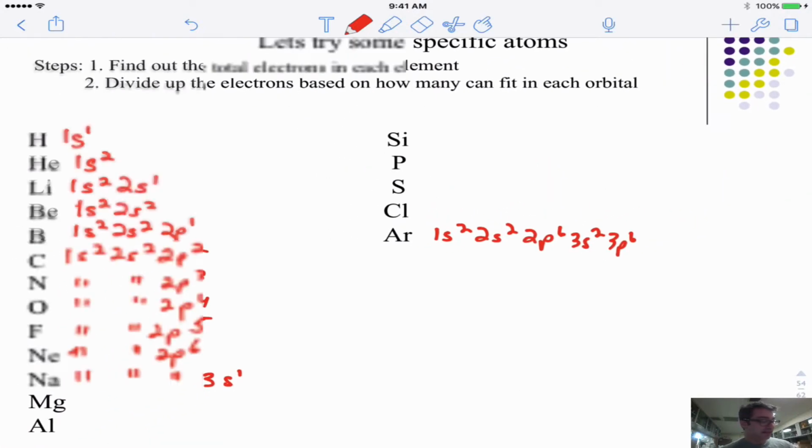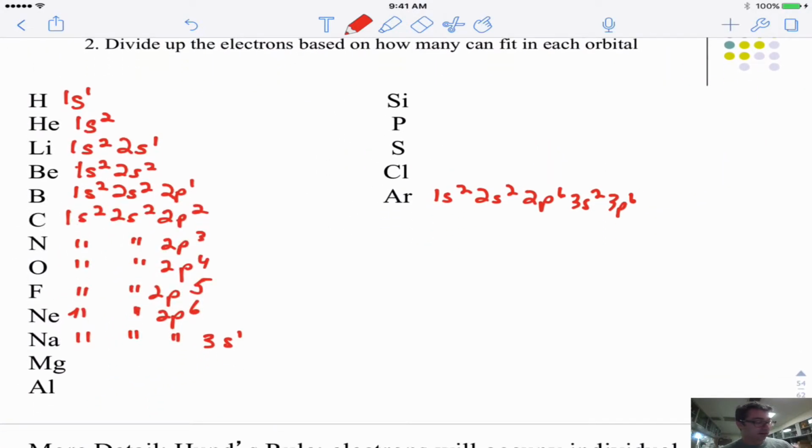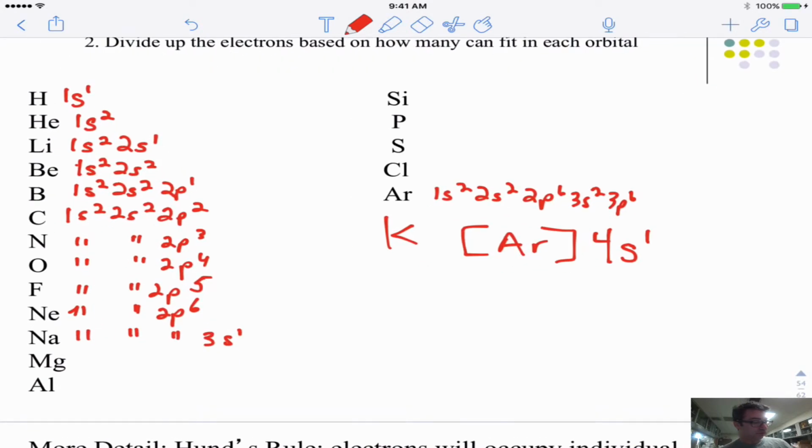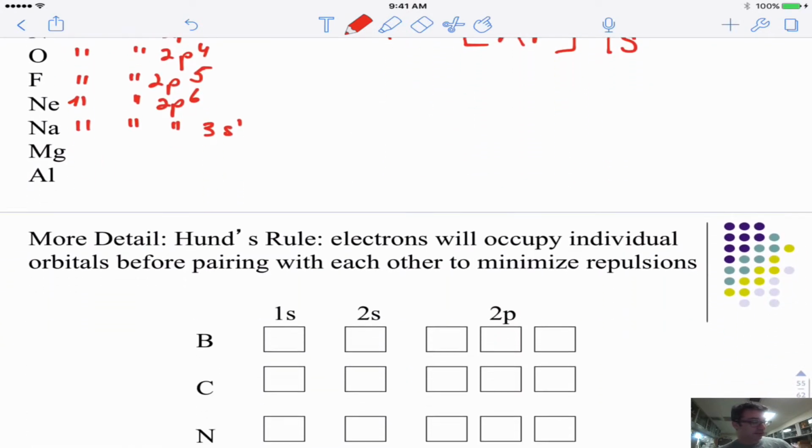If I did the next element in line here, it would be potassium. Potassium would be all of argon. In fact, you can write that as an abbreviation, all of argon, and then it goes 4s1. Notice it doesn't go 3d1. Once you fill up the 3p with 6, then you jump to the 4s and fill up that orbital first. Okay, so practice these. Make sure that you can do all of them.